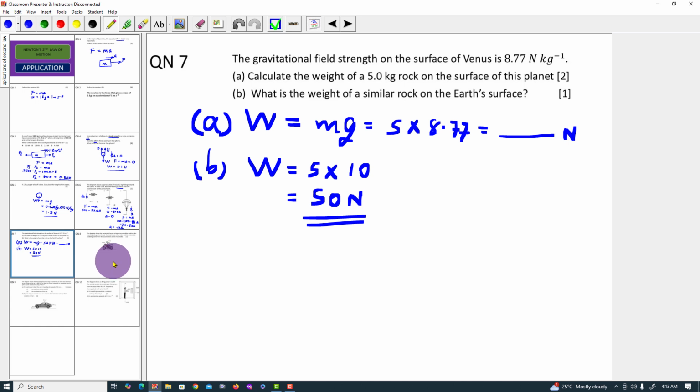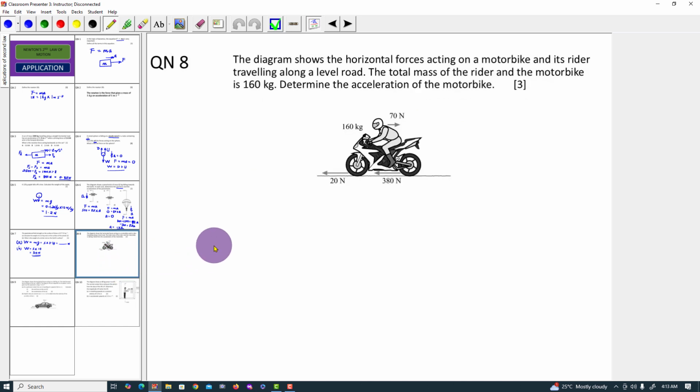Let's look at this question number 8. The diagram shows the horizontal forces acting on a motorbike and its rider traveling along a level road. The total mass of the rider and the motorbike is 160 kg. Determine the acceleration of the motorbike. So the acceleration obviously is in this direction, a.